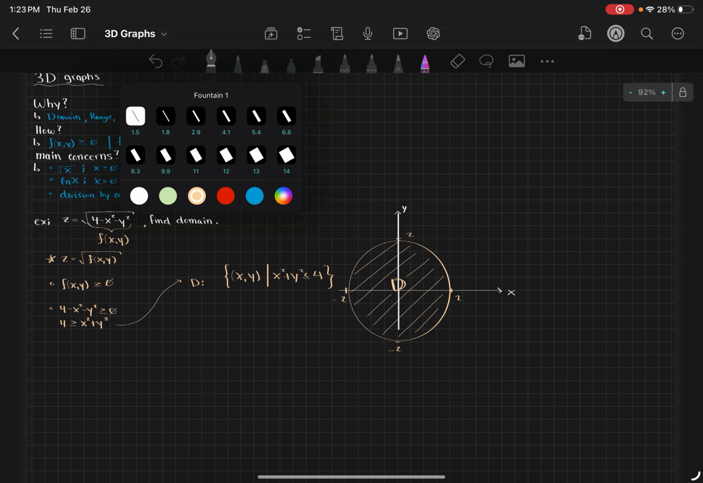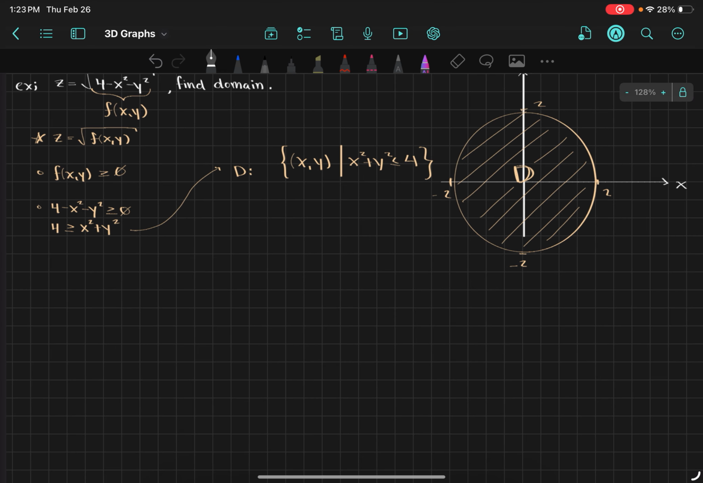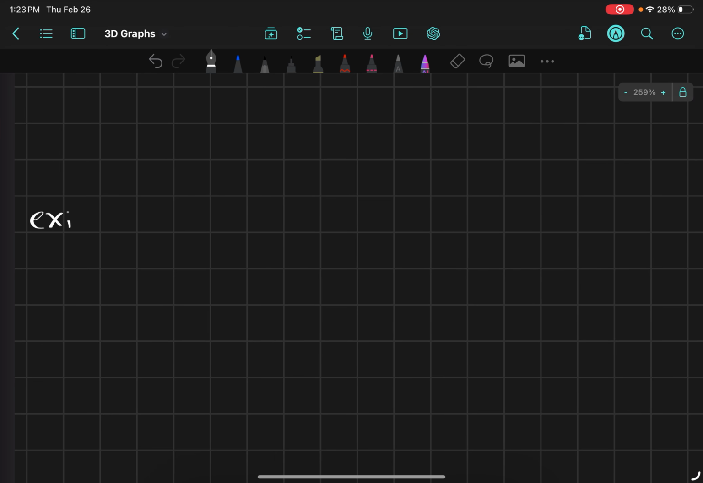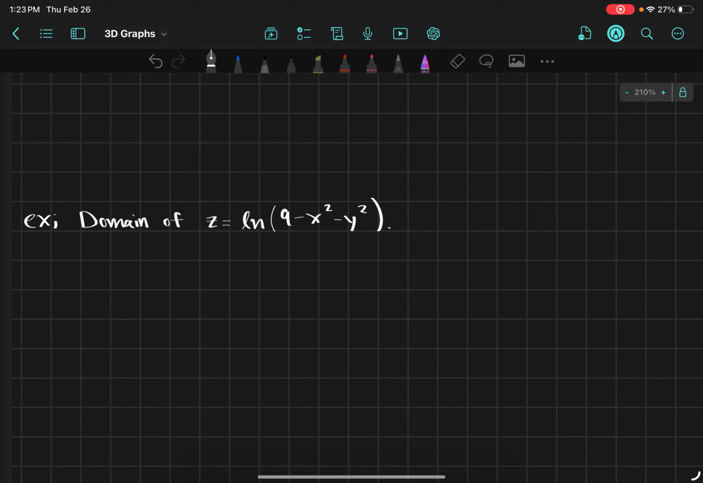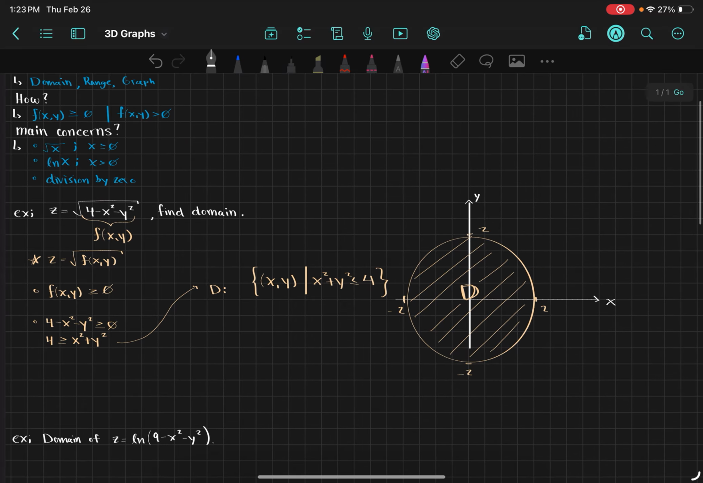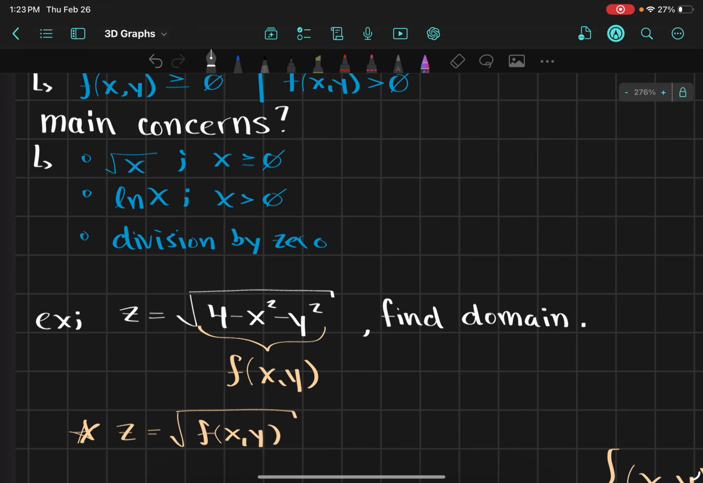Let's do another example using our second concern. So, we are asked to find the domain of a similar function, z is equal to the natural log of 9 minus x squared minus y squared. So, similar process as the last time. We look over here at what our main concern is. Well, natural log of x has to be greater than 0. Cannot be equal to 0, cannot be less than 0, x has to be greater than 0.